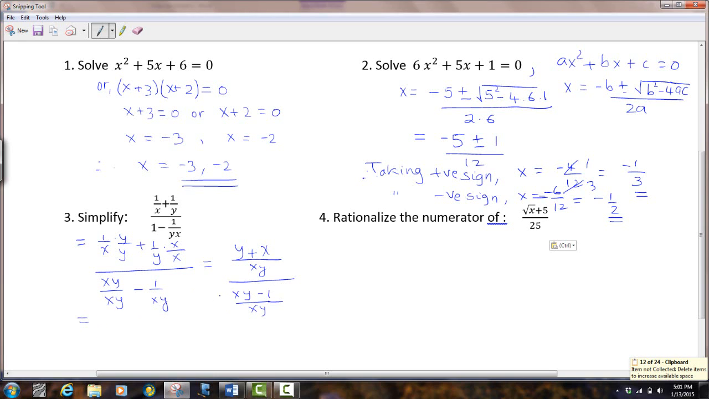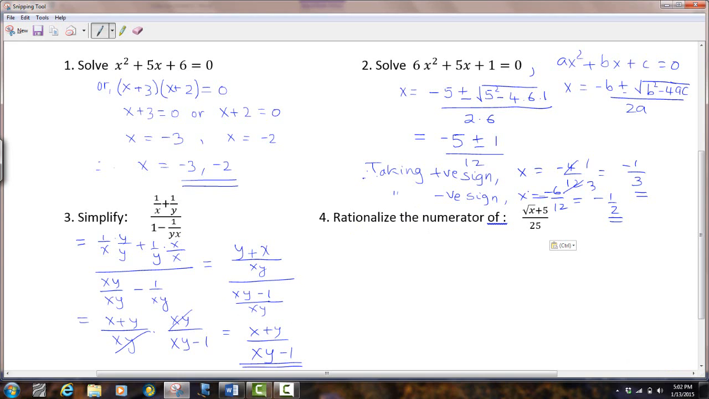Okay, and I want to simplify this one. In other words, I want to change this division into multiplication. So it is x plus y divided by x times y, times, you need to flip the denominator, so it's x times y divided by x times y minus 1. Here x times y cancel, so you get x plus y divided by x times y minus 1, and this is the simplified form of this expression.